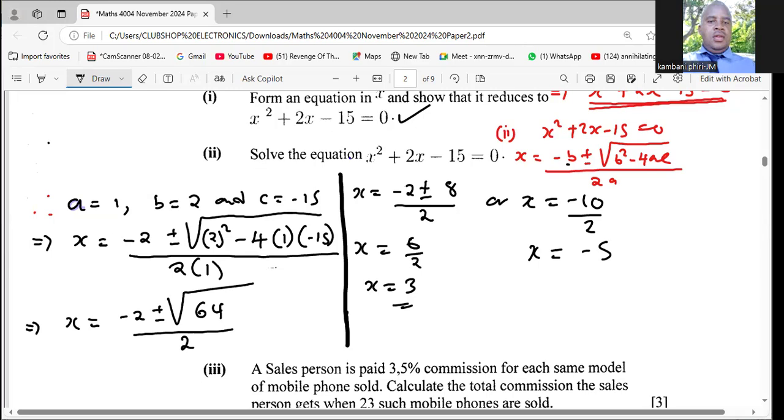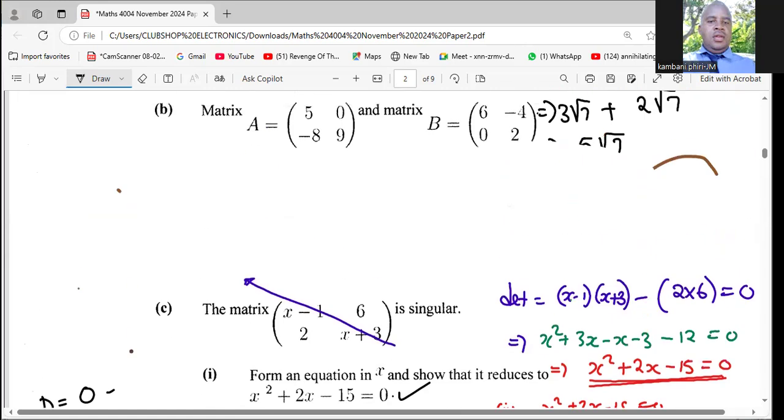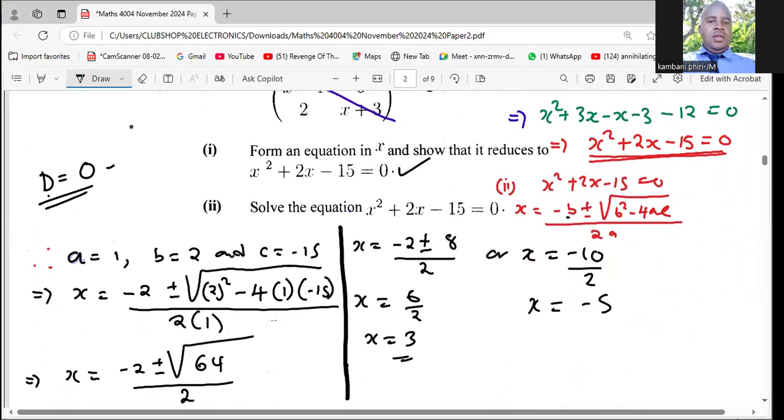Meaning, therefore, that you can easily factorize this. If you want to know whether you can factorize, you can just get the discriminant. If your discriminant is a perfect square, you're able to factorize. Okay, so that's that with question 2. We move to question 3 now.